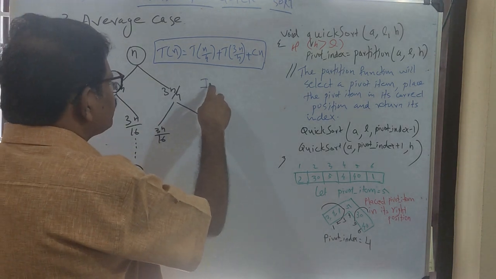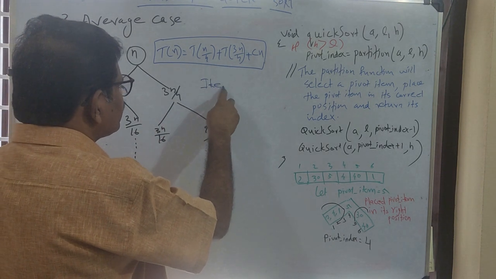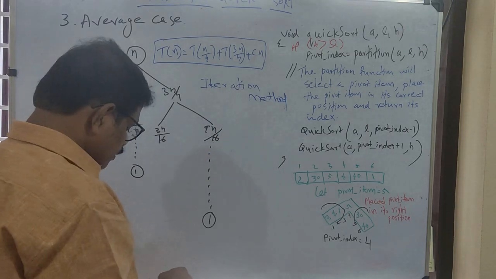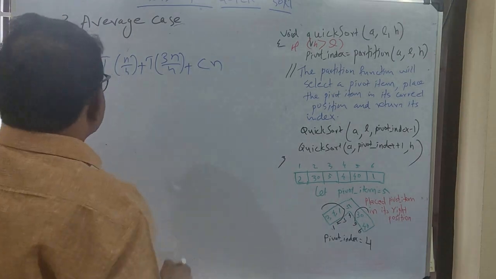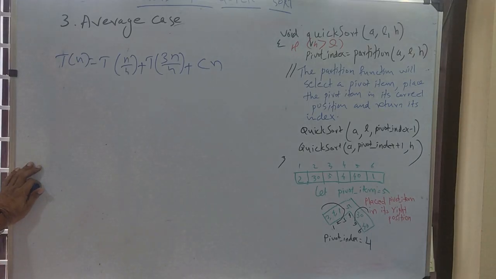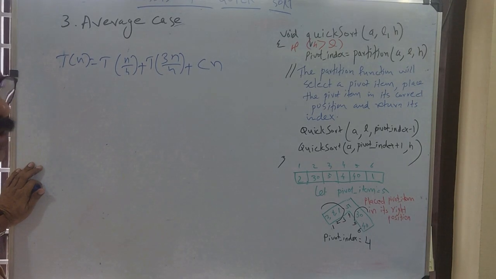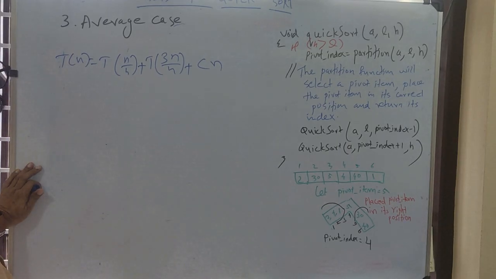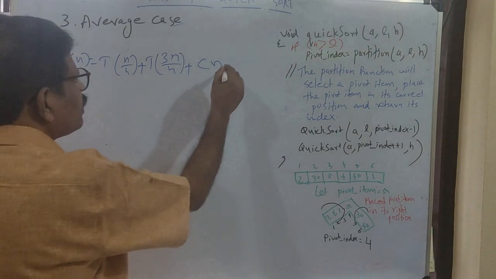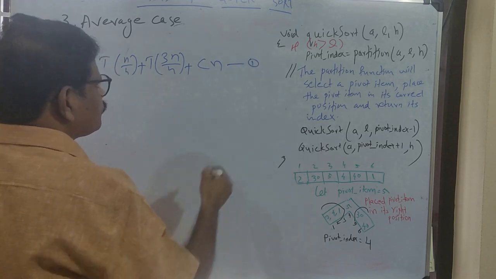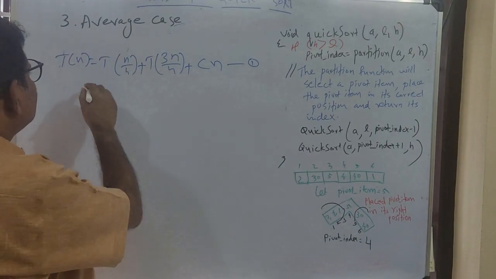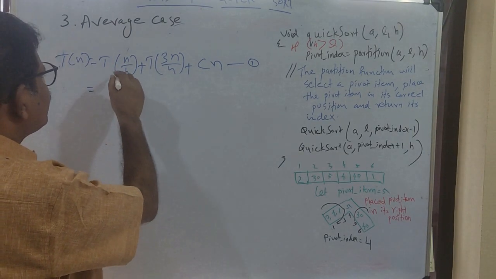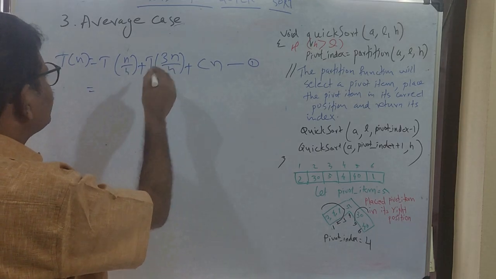Then let us derive the time complexity using the iteration method. The recurrence equation is T(n) = T(n/4) + T(3n/4) + Cn. Let us call this equation 1. Let us replace n in T(n/4) as well as T(3n/4).